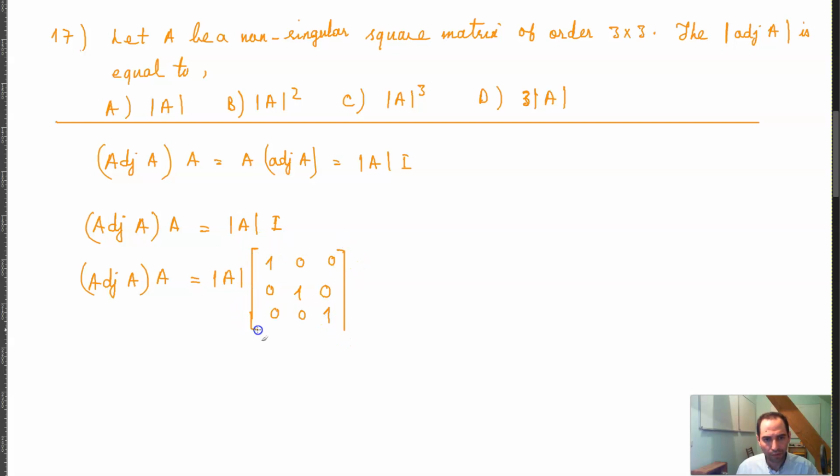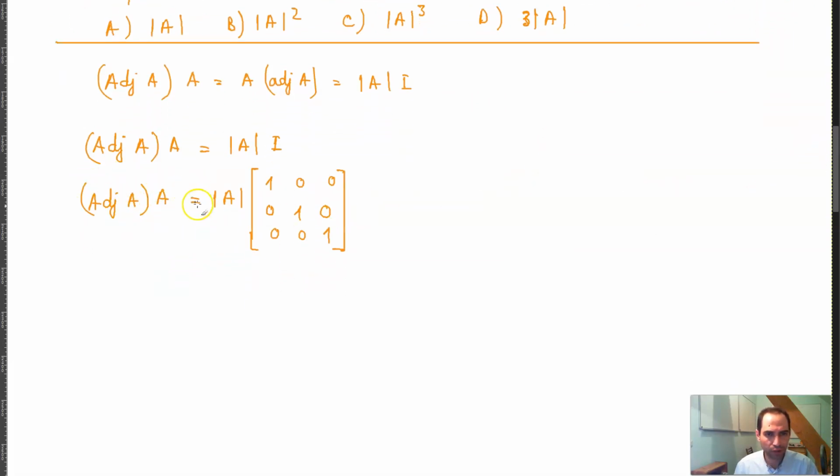And therefore, since I want to know what happens to the determinant of adjoint of A, I will take the determinant of both sides of this equation, meaning that I will write the adjoint of A times A and take the determinant of that, which is equal to the determinant of A times the determinant of this matrix, meaning that I write the determinant A times the determinant 1, 0, 0, 0, 1, 0, 0, 0, 1.